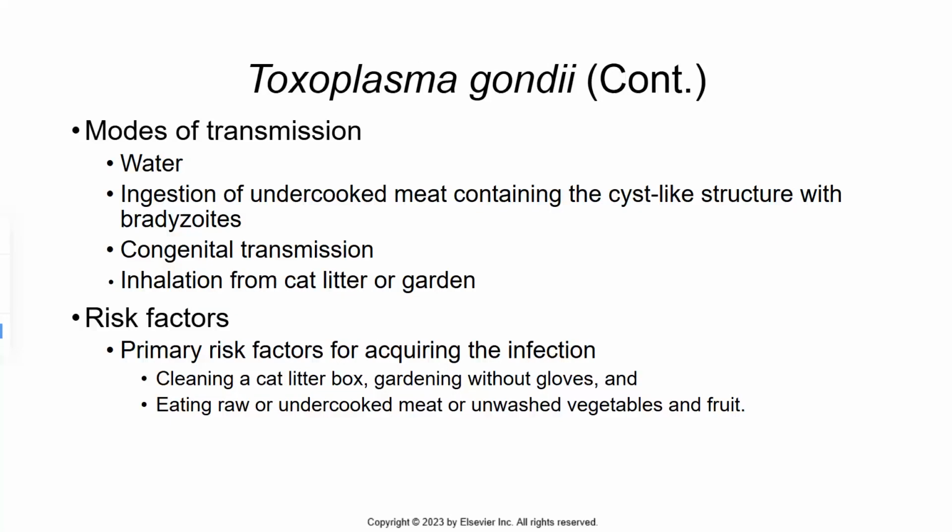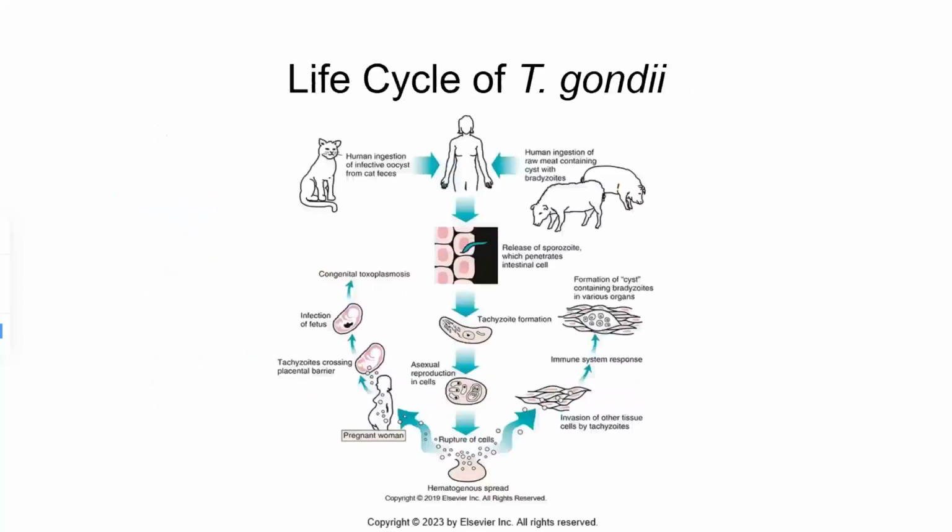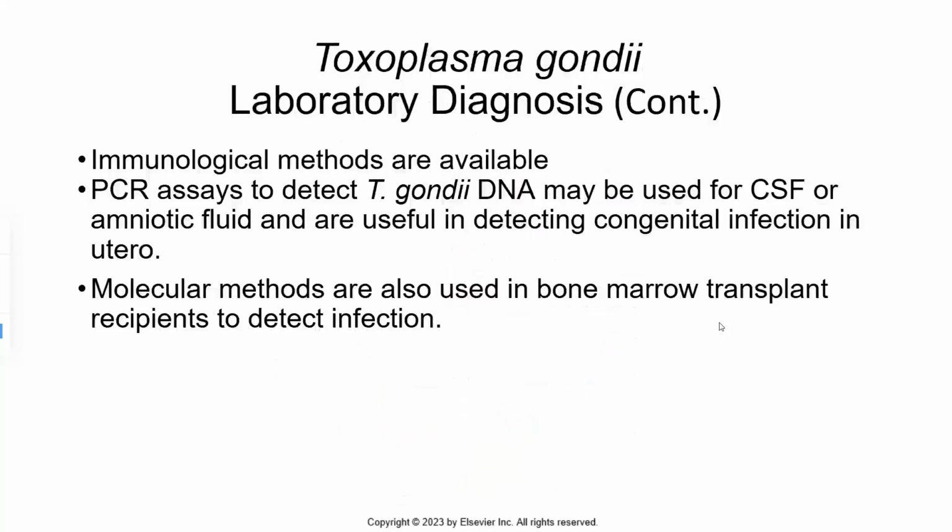Modes of transmission: water, ingestion of undercooked meat containing cyst-like structures with bradyzoites, congenital transmission, and inhalation from cat litter or garden. Primary risk factors for acquiring it: cleaning a cat litter box or gardening without gloves, and eating raw or undercooked meat or unwashed vegetables and fruit. Here is the life cycle, so you can pause the video and take a look at it. Laboratory diagnosis: immunological and molecular methods are available.